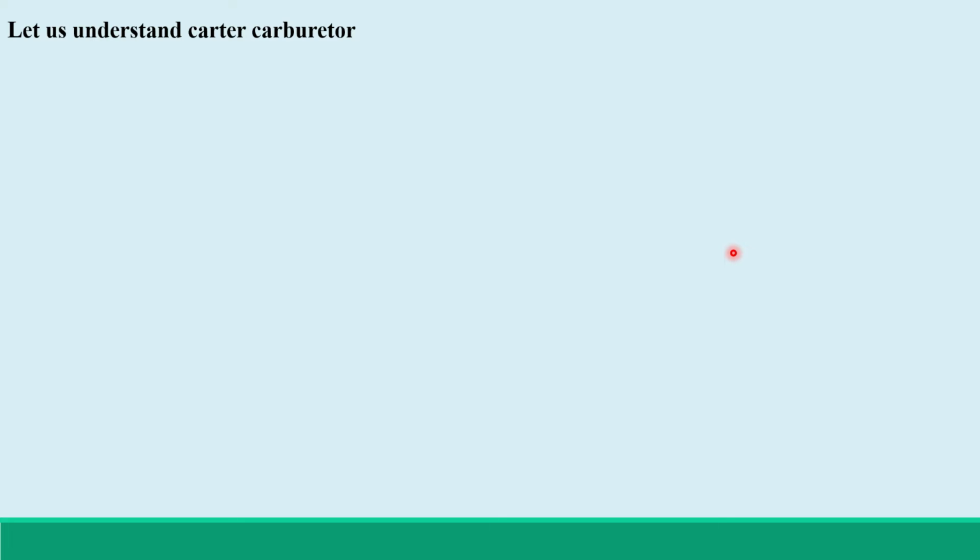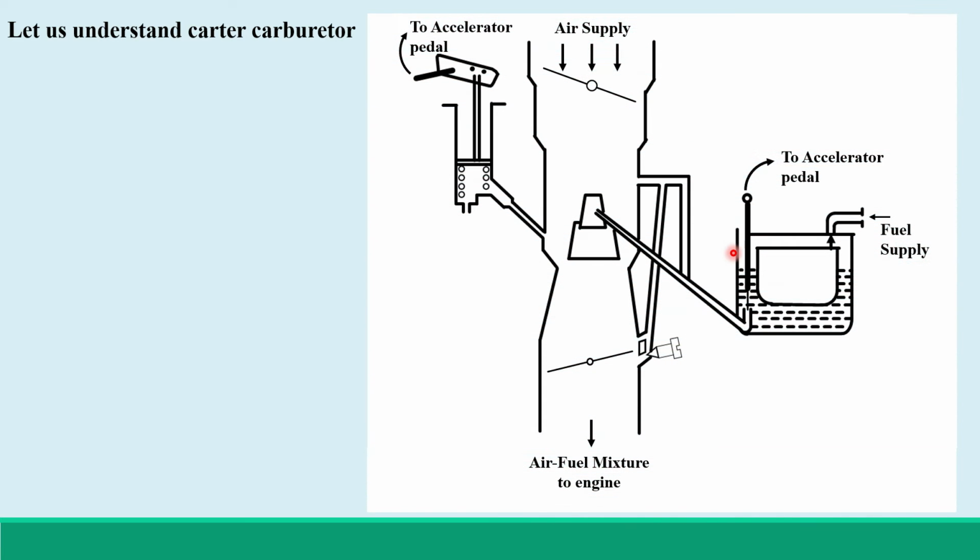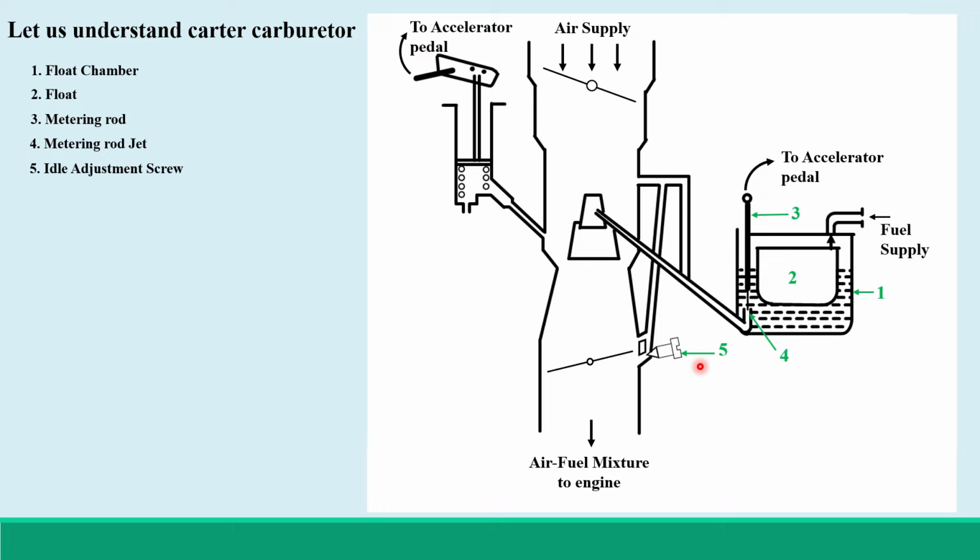Let us understand the Carter carburetor and the various parts. Starting with the first component here, this is the float chamber. Second component, this is the float. The third one here is the metering rod. The fourth one is the metering rod jet here. The fifth component here is the idle jet screw.